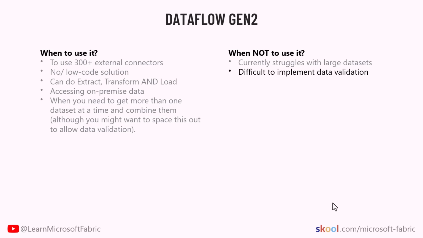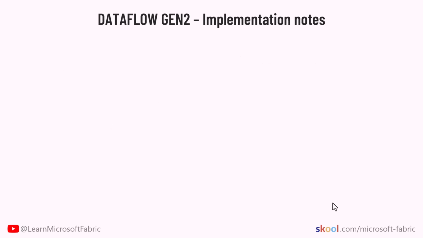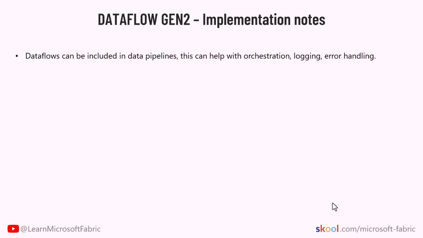So here are some implementation notes for the data flow. And these are just things that I've picked up over the last 9-ish months working with data flows and from speaking to lots of people and reading about lots of different things to bear in mind when you're implementing data flows. So you can include data flows within a data pipeline, and this can help with orchestration and logging as well, and also error handling.